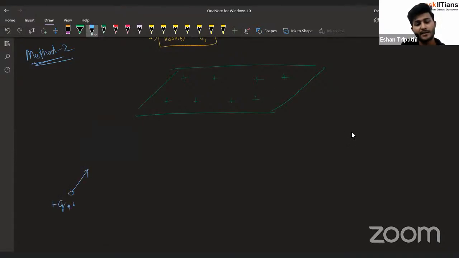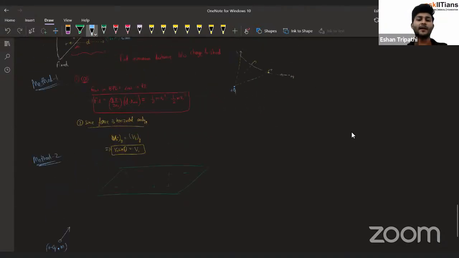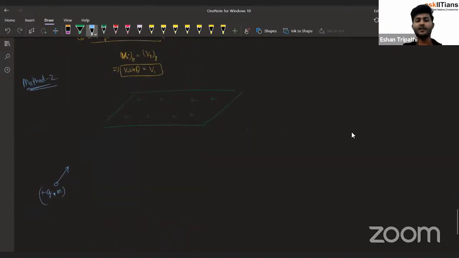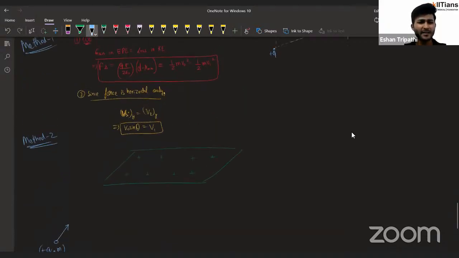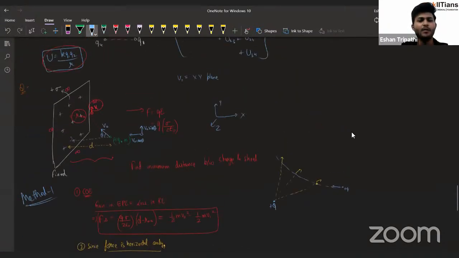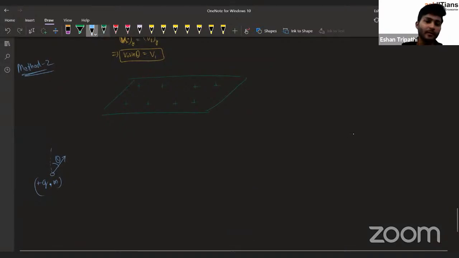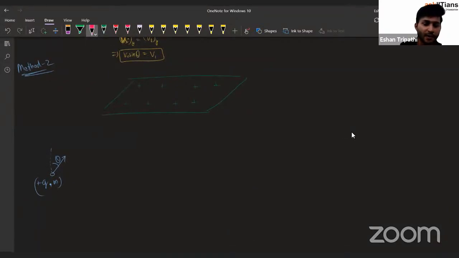Charge Q, mass M. Just rotate the whole setup by 90 degrees clockwise. What is happening over here? Charge was thrown at an angle theta with this. Theta was the angle that it formed with this. Okay, no worries. This time this angle is theta. So what will be the motion of this particle? It's going to be parabolic.